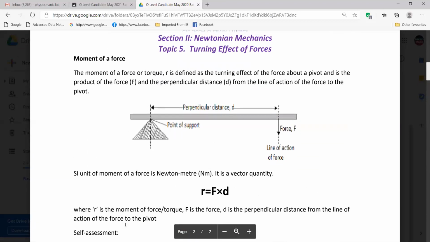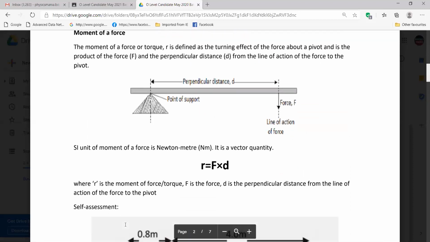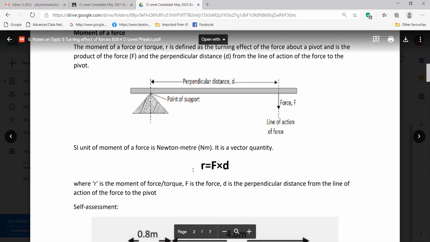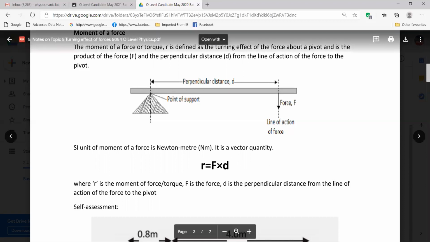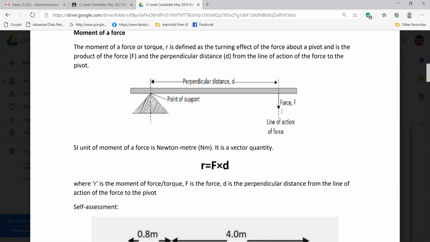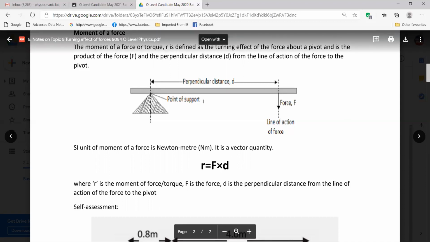Moment of a force and its formula. We got this formula, right? We are using the symbol small r for the moment, and it is force into perpendicular distance from the pivot, right? So here we have the pivot and the force applied here, and the perpendicular distance. We can calculate the moment. If you know the values, you can get it, right?